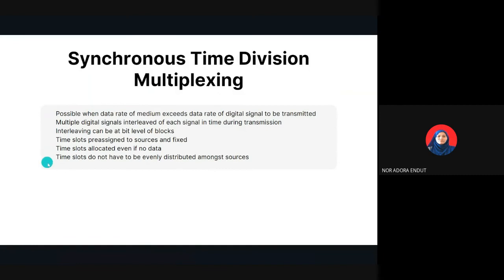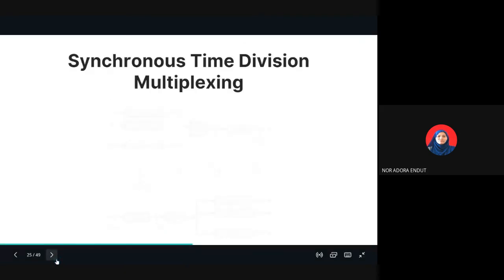Okay, and time slot do not have to be evenly distributed amongst sources. Setakat ni contoh yang kita tengok, kita distribute evenly. Okay, tetapi dalam synchronous they do not have to be evenly distributed.